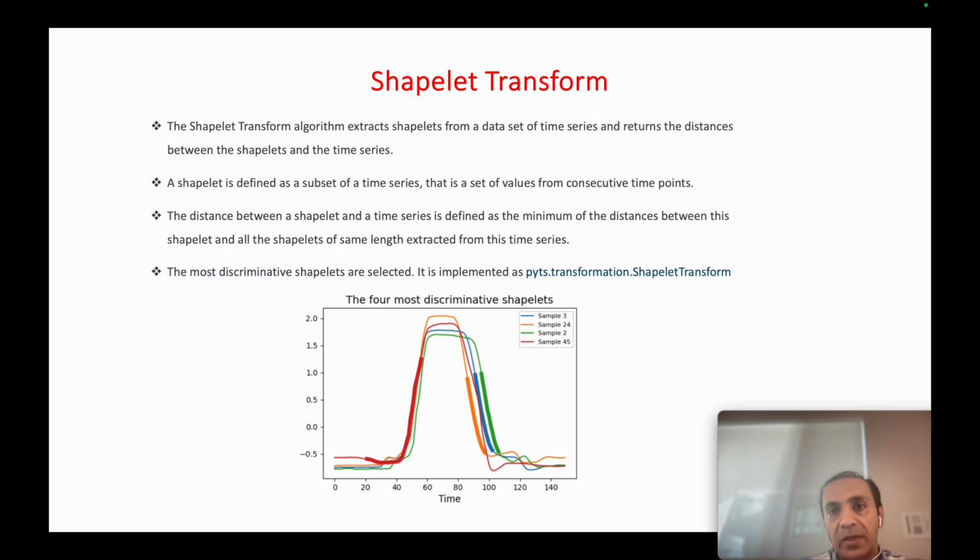So the Shapelet transformation algorithm extracts shapelets from a dataset of time series and returns the distances between the shapelets and the original time series. So a shapelet is defined as a subset of a time series that is a set of values from consecutive time points.